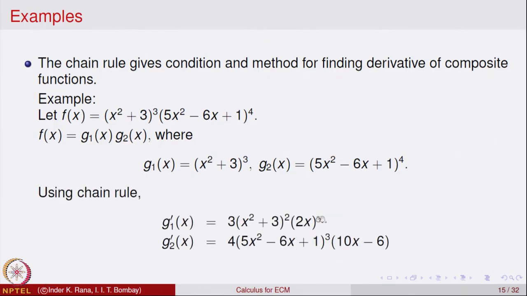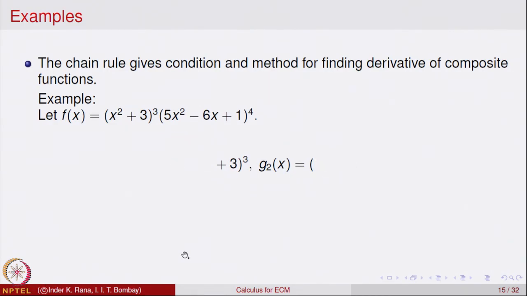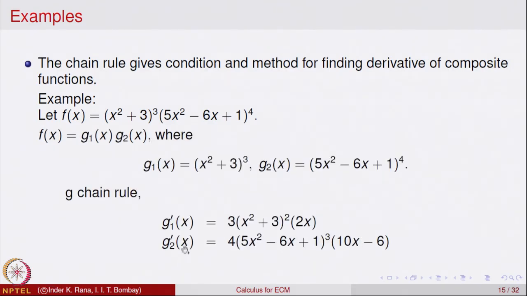Similarly, I can compute the derivative of g2 of x. g2 is this function, so its derivative is, this power comes down as 4 into (5x square minus 6x plus 1), the power reduces by 1. It is as if I have treated this as a variable u and taken the derivative of the power function, but we are differentiating with respect to x, so the derivative of the inner function with respect to x is 10x minus 6. So that is the derivative of g1 and g2.